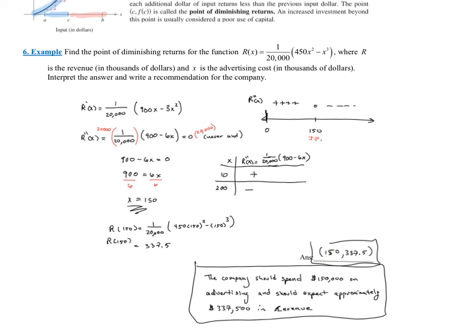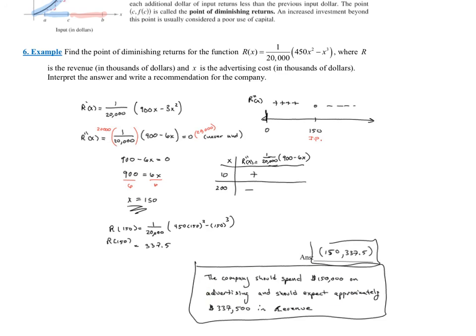Let's look at the x value. The x value is the advertising costs in thousands of dollars. So our 150 means they should spend $150,000 in advertising costs. 337.5 is the R value. That's the revenue in thousands of dollars. So if I spend $150,000 in advertising costs, I should expect a revenue of $337,500. That's what I have written right here.